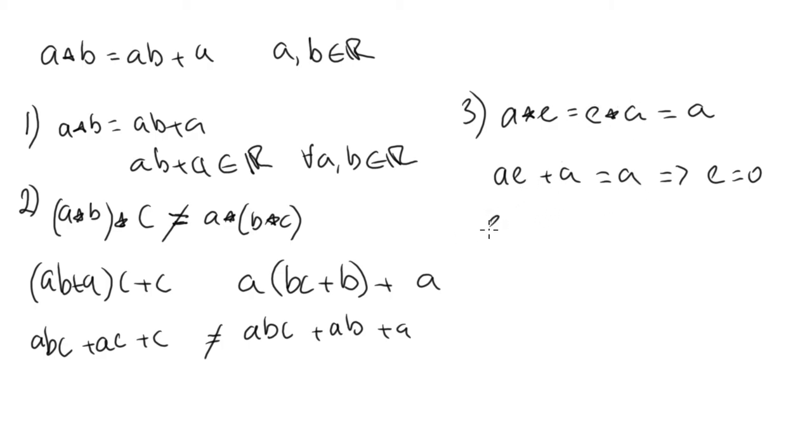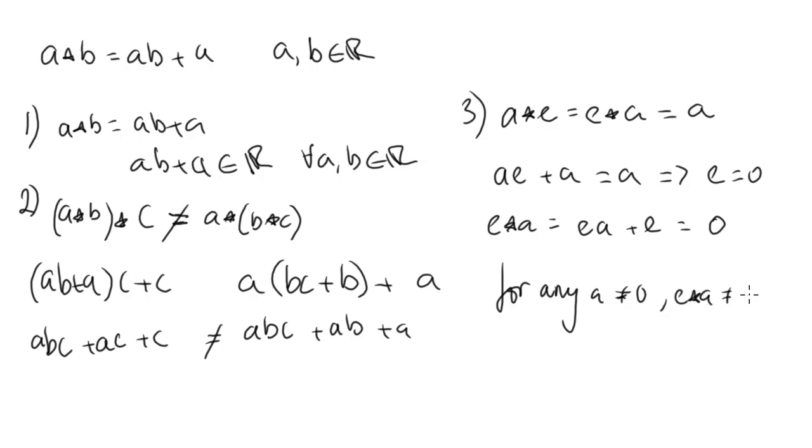Let's check E combined with A. E combined with A is going to be EA plus E. If E is 0, like we originally showed, this is going to turn out to be 0, because 0 times anything plus 0 is 0. So for any A not equal to 0, obviously, if A was 0 this statement would work, but for any A apart from 0, E combined with A does not equal A.